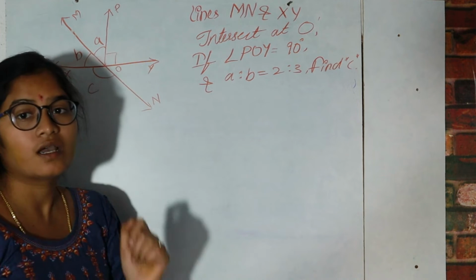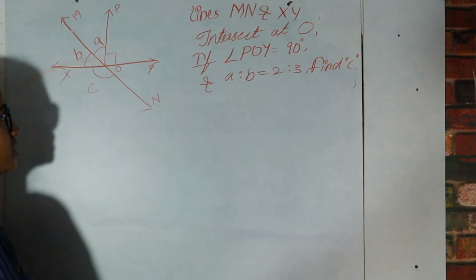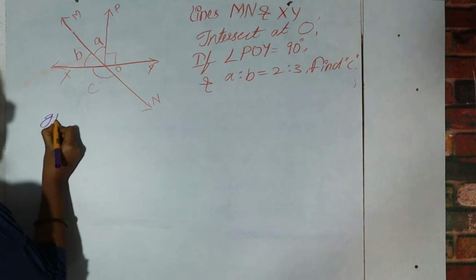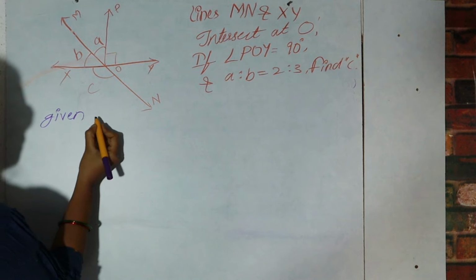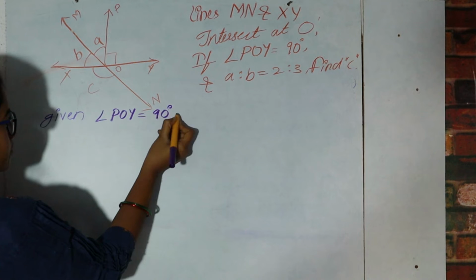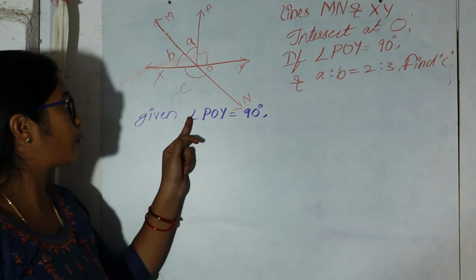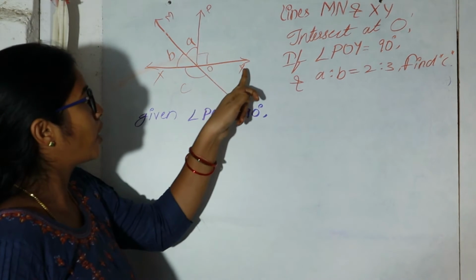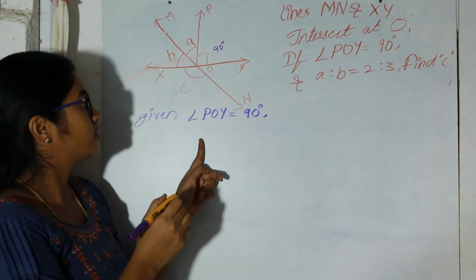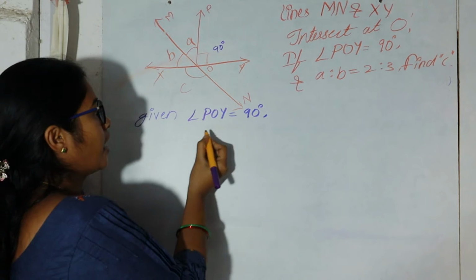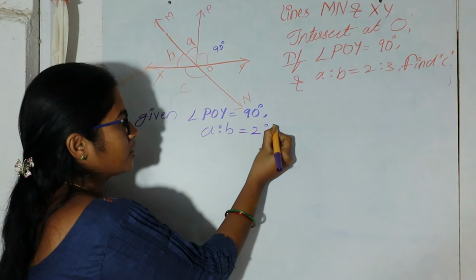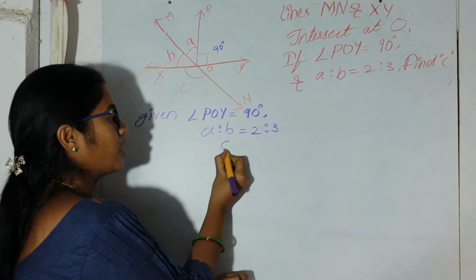Okay, let us find the answer using this figure. First of all, what he has given: angle POY equals 90 degrees. Angle POY means angle P-O-Y. So this angle is 90 degrees. It is a right angle. And the next one, what he has given, angle A to B equals 2:3. Then what he asked: what is the value of C?